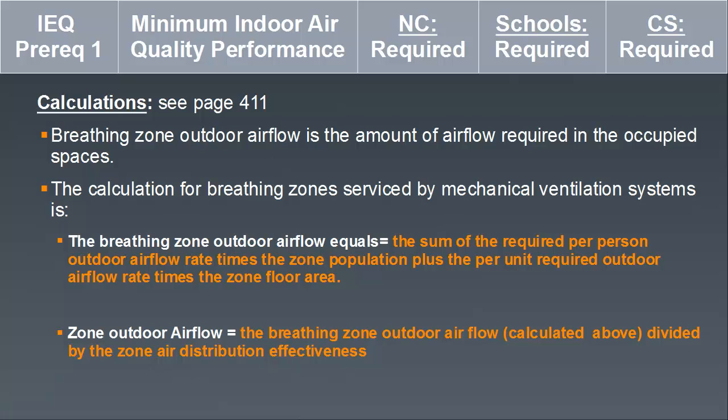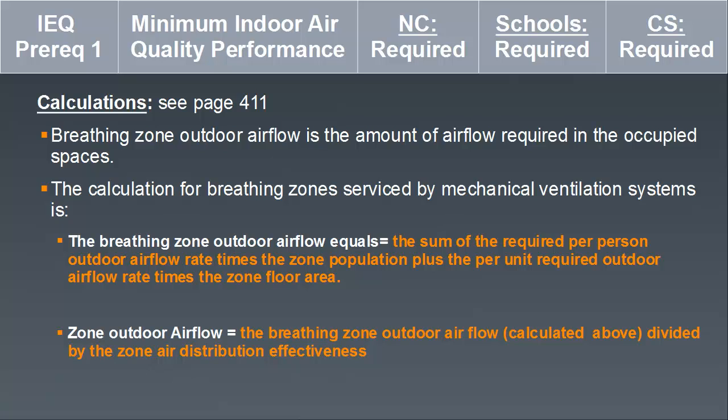The calculation for breathing zones serviced by mechanical ventilation systems is: the breathing zone outdoor airflow equals the sum of the required per person outdoor airflow rate times the zone population, plus the per unit area required outdoor airflow rate times the zone floor area. Now, if you're a mechanical engineer, this probably makes a lot of sense to you, but if not, you really are going to have to review this section carefully. And we'll look at some case studies as well.